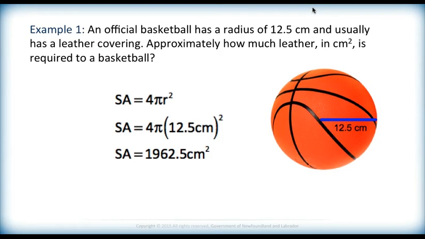Let's look at an example to confirm this formula. If we're given a basketball that has a radius of 12.5 centimeters, we want to determine how much leather in centimeters squared is required to cover the basketball. In the diagram, we can see that the radius is given and not the diameter, so we can substitute 12.5 centimeters in for the radius. So the surface area equals 4 pi times 12.5 centimeters squared, for a total of 1,962.5 centimeters squared.